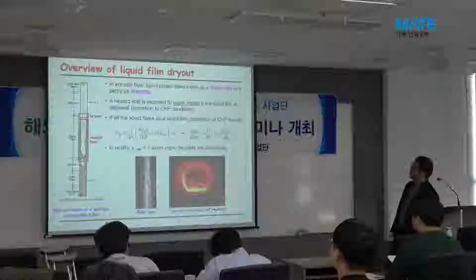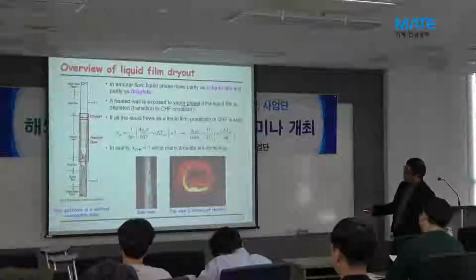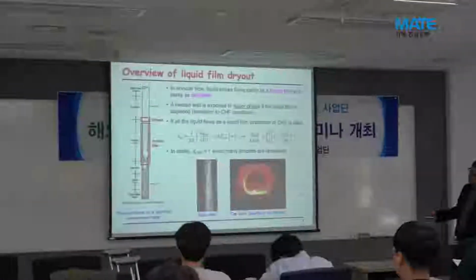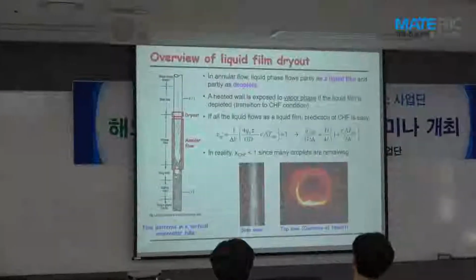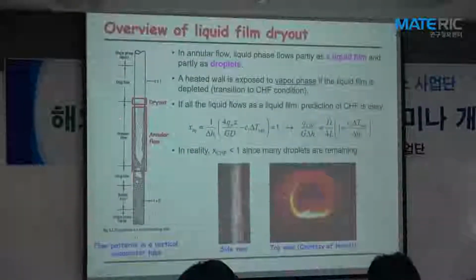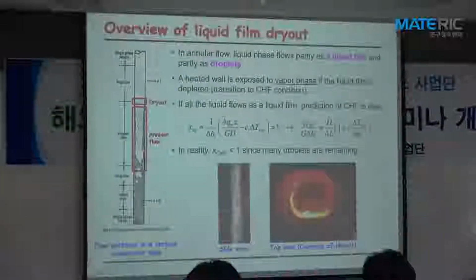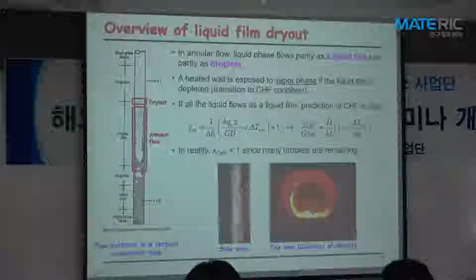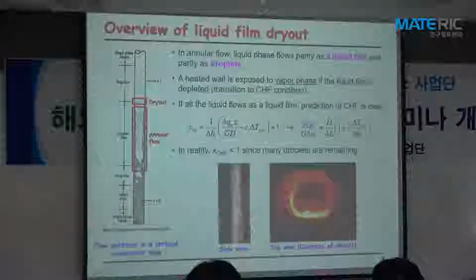So, the introduction, overview of the liquid film dryout. And this is a schematic view of the boiling two-phase flow. Because the channel wall is equally heated, the vapor quality increases gradually. Therefore the flow regime changes from bubbly flow, slug flow, and annular flow. And here the dryout occurs, and after that you observe a droplet flow, but the wall temperature is dramatically different, annular flow and droplet flow.